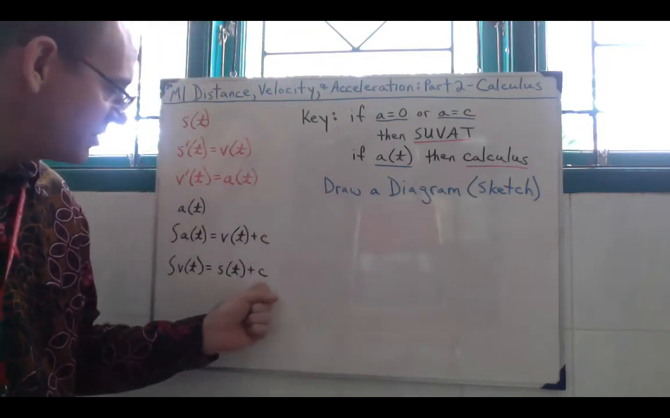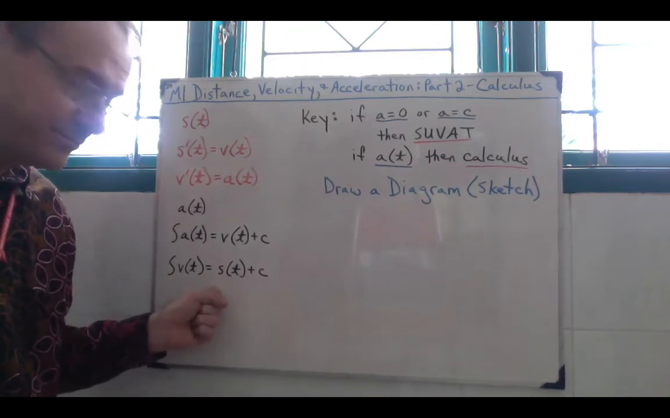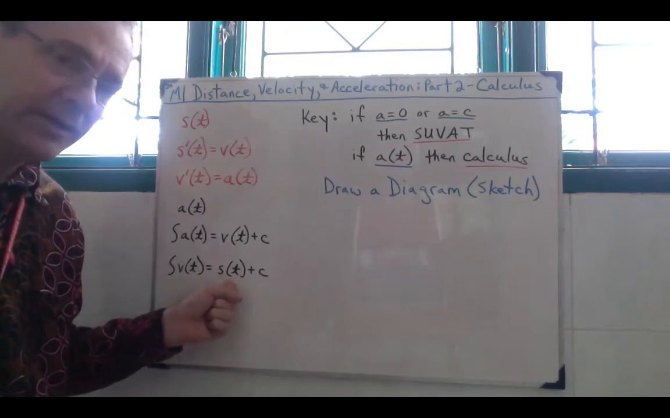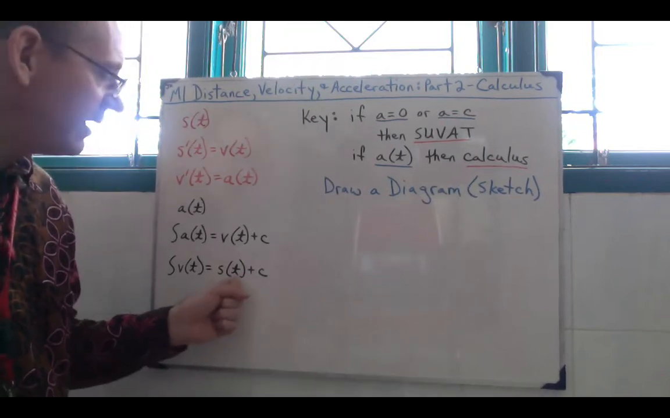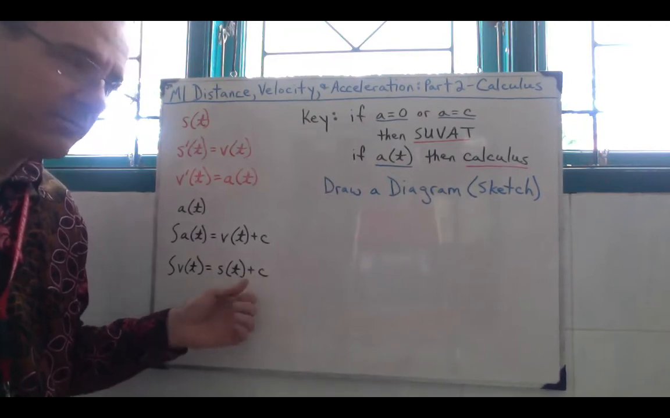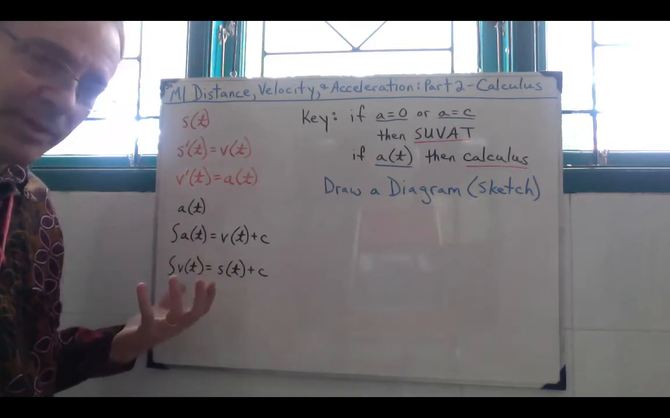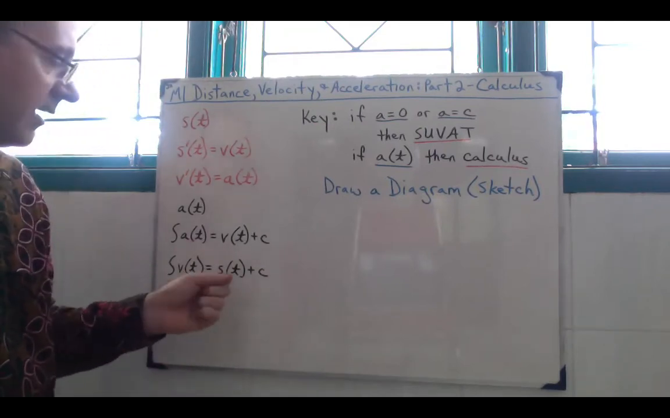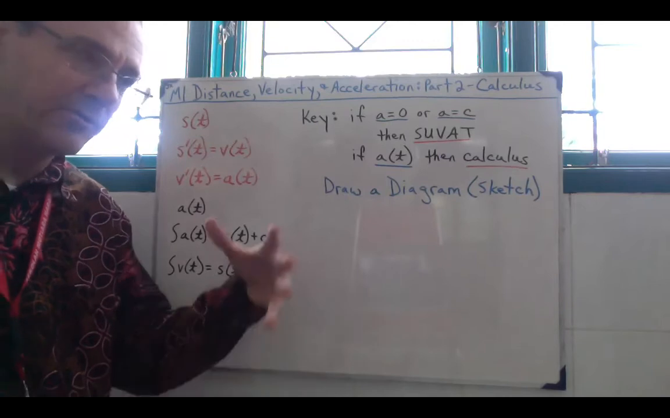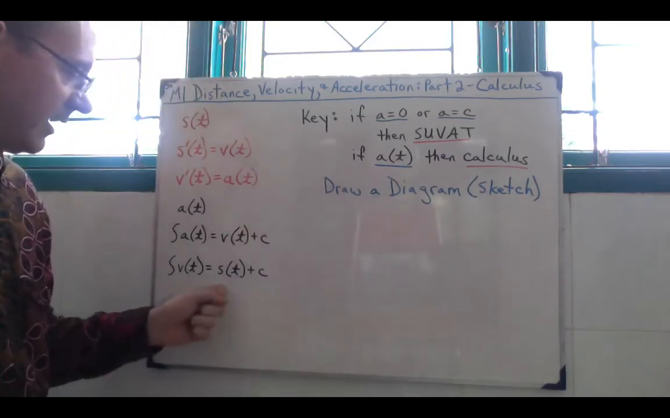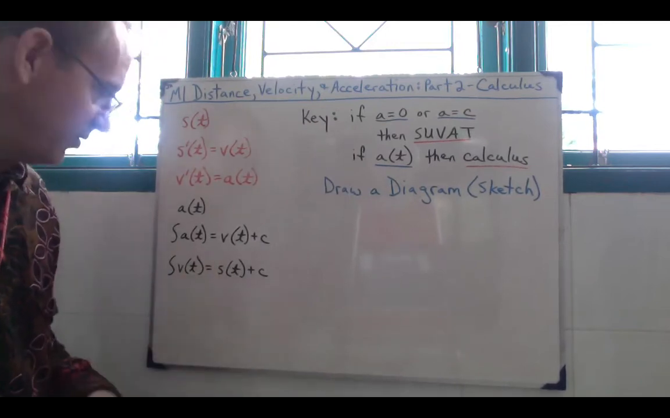If your initial position is at the origin when you start, in other words, if t equals 0 and you're at the origin, then your c will be 0. You only have a plus c if your particle is not starting at the origin, your point of reference. So if you're not starting at your point of reference, then you will have a plus c. You're going to have to figure out from the context how to find that. But if you are at the origin at t equals 0, then you don't have a plus c, or your plus c is 0.